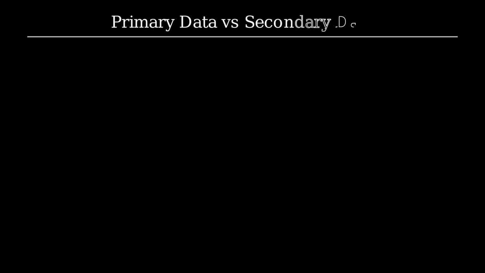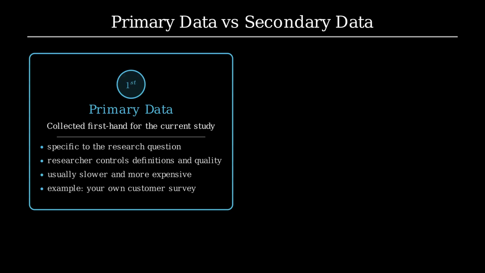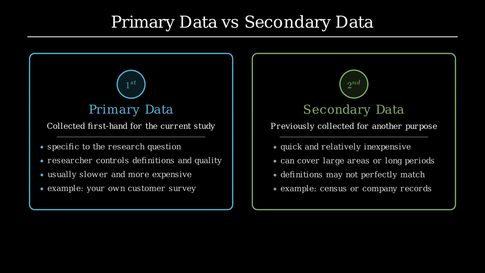Primary data is collected directly by the researcher for the present purpose. It closely matches the question, but collecting it takes time, money, and planning. Secondary data already exists because another person or organization collected it. It is faster to obtain, but its definitions, quality, or coverage may not match the new study.